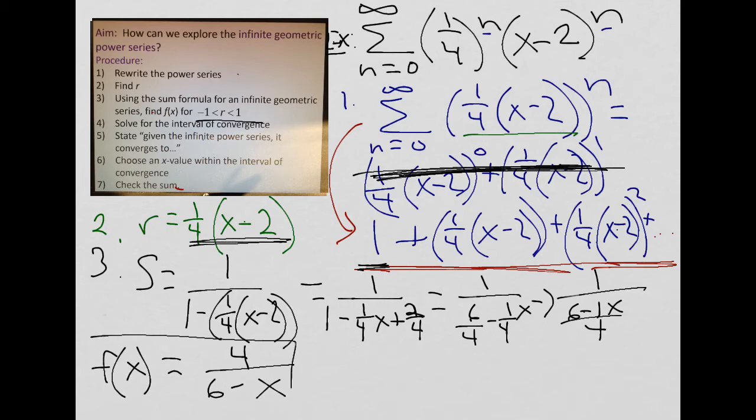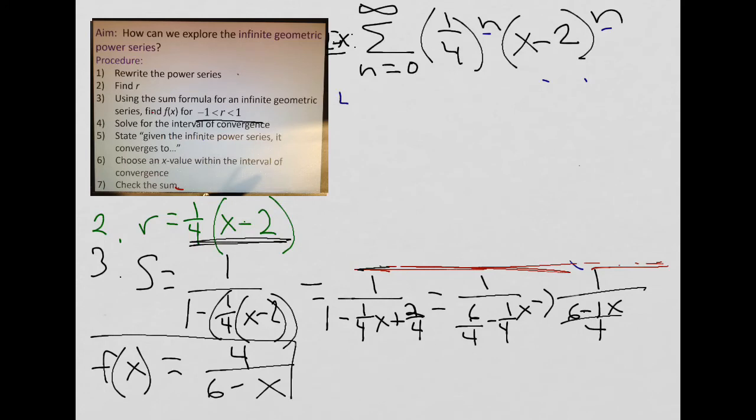This is step 3. And I need to erase some things to get to step 4. So step 4, we want to find that interval of convergence. That's what I was pointing at over here. So we're going to take r and put it between -1 and 1. Again, r was found in step 2. Be careful of that.